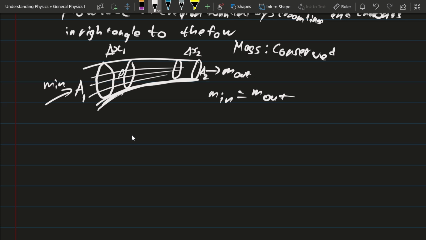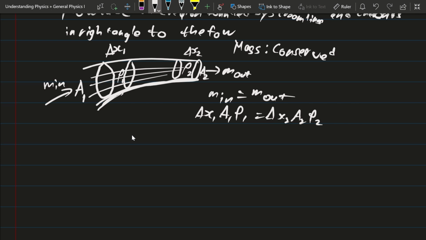And they will have density rho. Okay, so just by doing this, we could write, this is rho 1, this is rho 2. So the mass would be delta x1, a1, rho 1, which should be equal to delta x2, a2, rho 2.